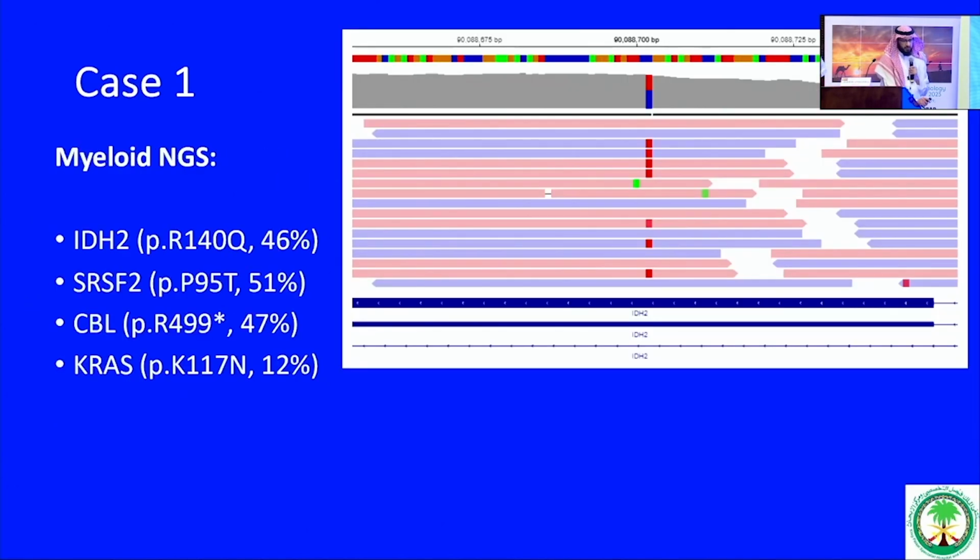When we received the myeloid NGS, there were multiple mutations: IDH2 mutation, SRSF2 mutation, CBL and KRAS, all at good allelic frequency, 46, 51, and so on. This is the IDH2. This is what we call the Integrated Genome Viewer. This is the reference sequence and the reference amino acid, and you can see there is a mutation here in IDH2 changing the amino acid structure.